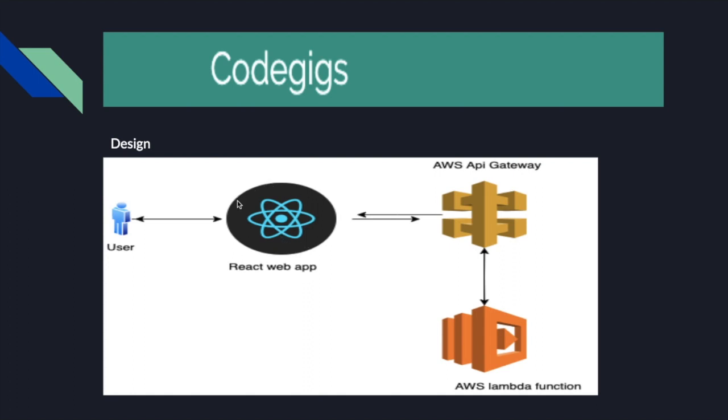The design of the application will be, as we can see here, we will be having one front-end web application which will be built using React.js, and the backend would be built using Node.js, and it will be deployed inside AWS.